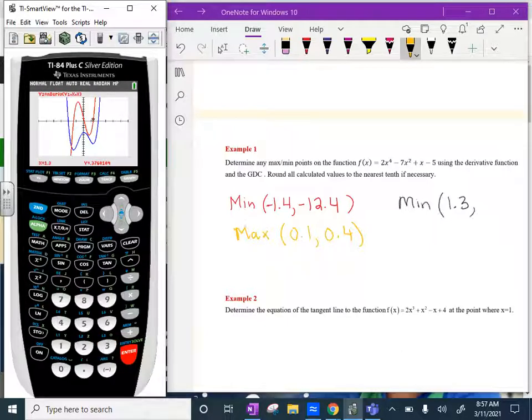I got negative 5.02. That's on the derivative graph, not the original. Thank you. Yes, we were right. Yeah, you're good. So try that again. Is that better? Yes, it is better. So negative 5.0. Yep.